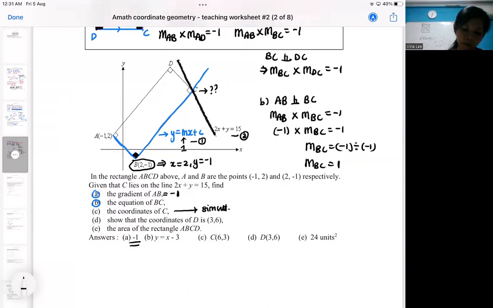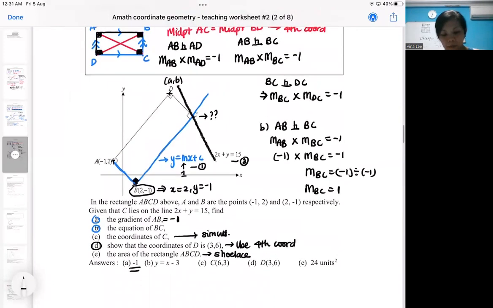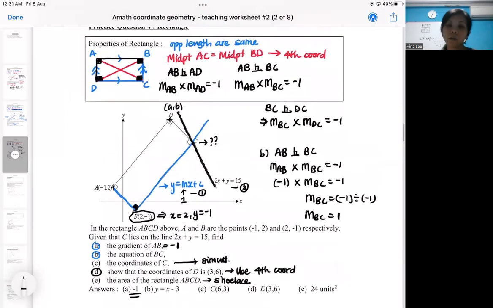So after you've got the coordinates of C, you have 3 coordinates already. Then the last part, D, you are asked to show. So that is the fourth coordinate idea. That means you use the diagonal idea. And then for this one, you use the shoelace method. So everything is quite repetitive. So give it a try to see that you get the full question, full answer.